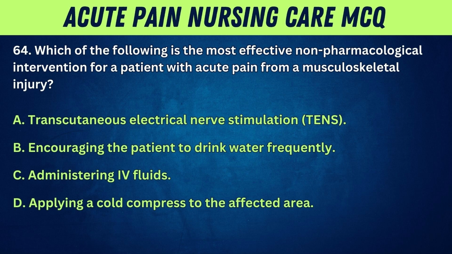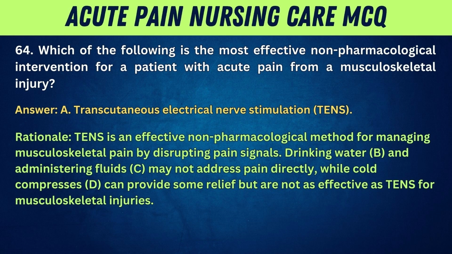64. Which of the following is the most effective non-pharmacological intervention for a patient with acute pain from a musculoskeletal injury? A. Transcutaneous electrical nerve stimulation, TENS. B. Encouraging the patient to drink water frequently. C. Administering IV fluids. D. Applying a cold compress to the affected area.